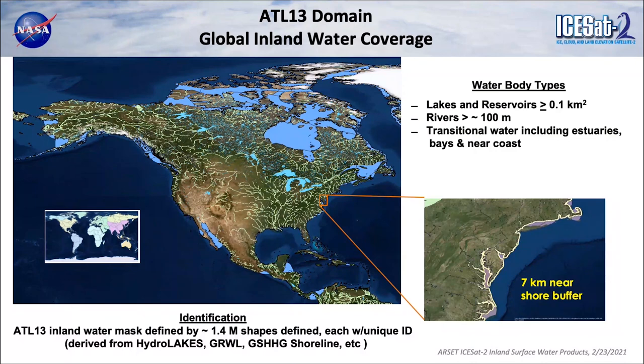Now, slide 7 shows the domain of ATL-13, which is defined by a global inland water mask. This inland water mask was developed by merging together various masks, including HydroLAKES, the Global River Widths from Landsat database, and the Global Self-consistent Hierarchical High-resolution Geography database. This has resulted in approximately 1.4 million shapes or water bodies, each with a unique ID. They include lakes and rivers greater than about 0.1 square kilometers, rivers greater than 100 meters, and transitional waters including estuaries, bays, and near coast. Every time ICESat-2 flies over any one of these shapes, shown here for North America, the ATL-13 produces the full suite of inland water data products, of course, assuming favorable weather conditions.